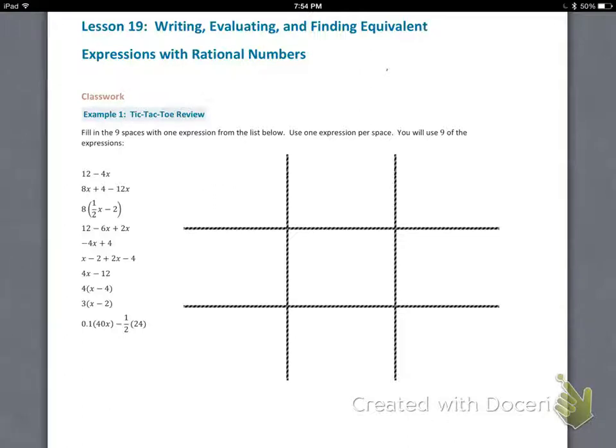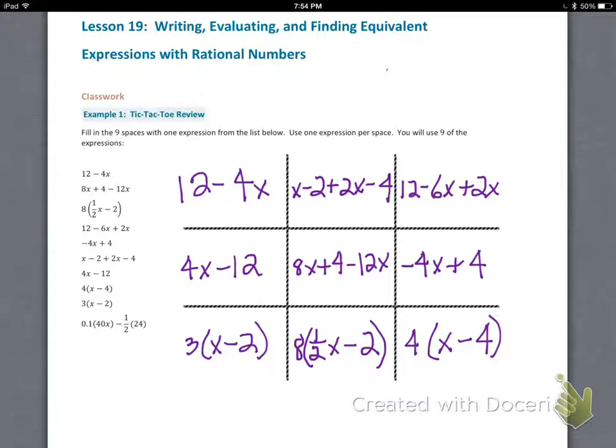But first thing we should do is go ahead and fill in our tic-tac-toe board. Okay, so I've gone ahead and filled my tic-tac-toe boxes in like this. So if you would go ahead and just pause the video and do the same, just transfer these expressions over to your tic-tac-toe sheet. And after you've done that, come on back and we'll begin. Now, of course, at the end of this game, we are all going to have the same answers, so we will all get tic-tac-toe at once, which should be fun.